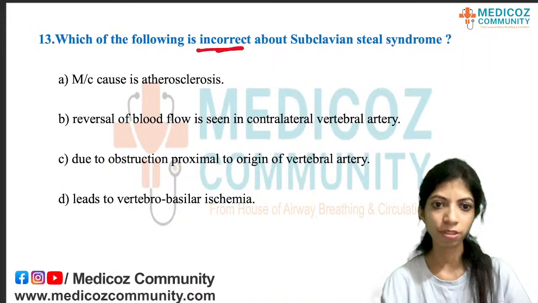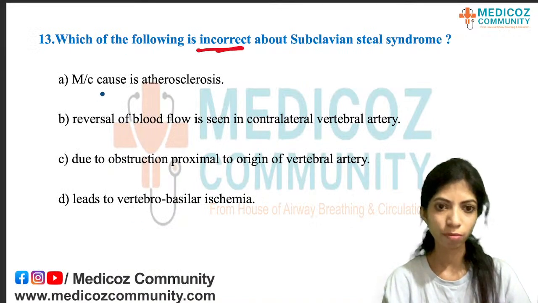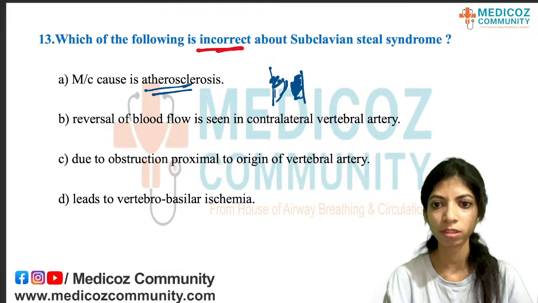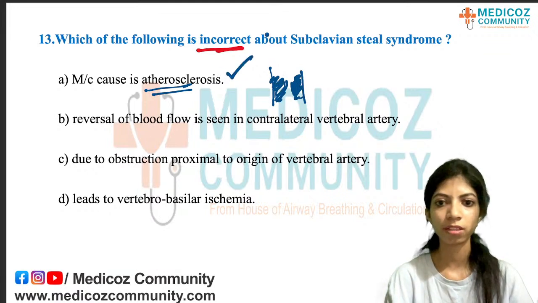So let's see the options now. What is the first option? Most common cause atherosclerosis. So we are seeing the narrowing of the vessel. This is most commonly due to the atherosclerotic plaques. So this is a correct option.